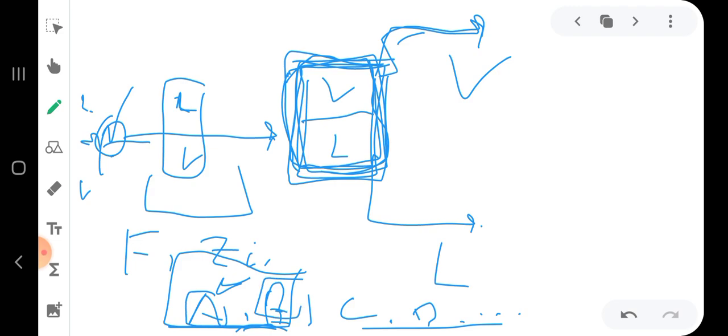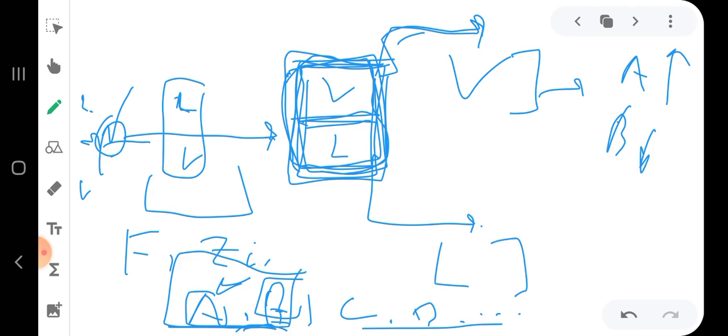The more volatile component has a lower boiling point, so it is easy to go to the vapor phase. So this product vapor will contain more of A and less of B, provided that A is the more volatile component. And this stream, the liquid, will contain more of the heavy component and less of the more volatile component, which is A. Okay, now how to solve such a problem? But before solving, let's agree on the symbols.